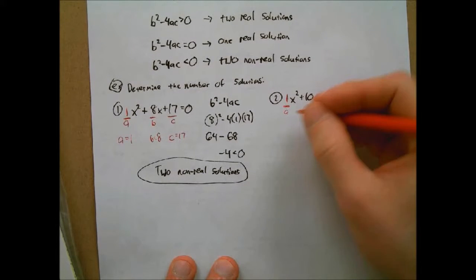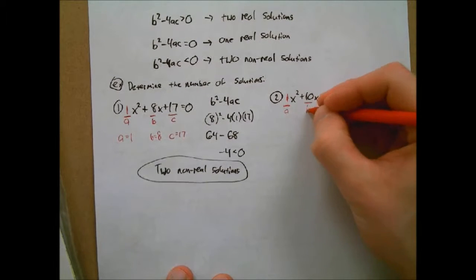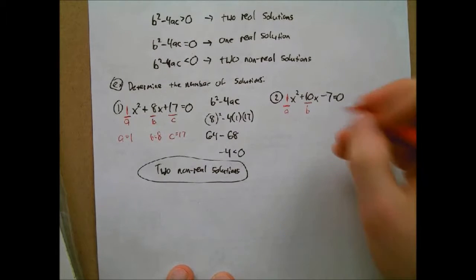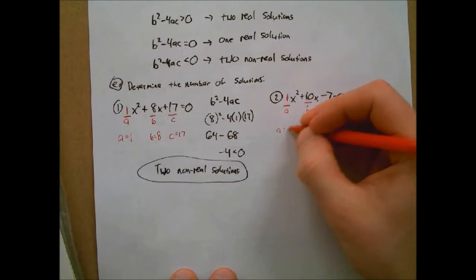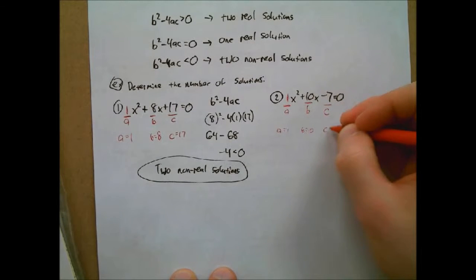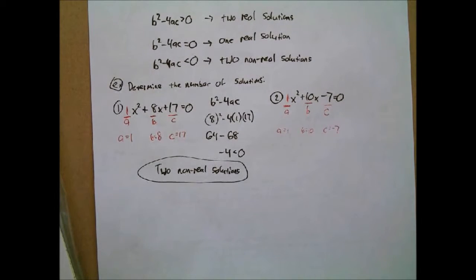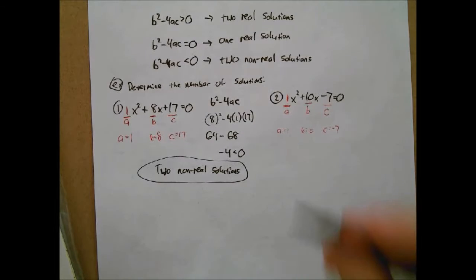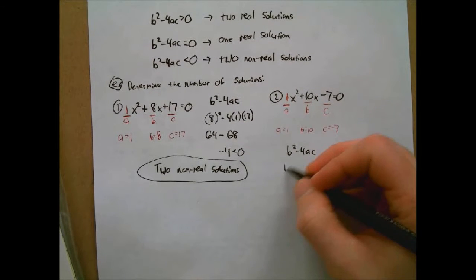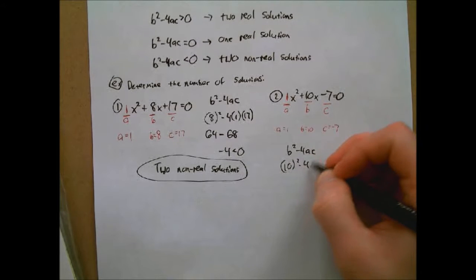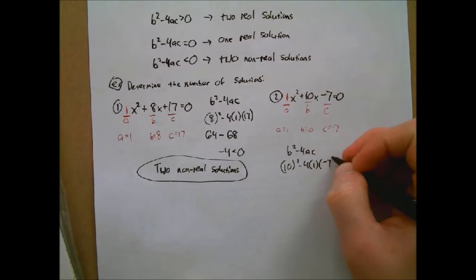10. Again, just the coefficient, so just the 10 there. And then what's our C? Negative 7. Exactly right. Okay. And so we have A is 1, B is 10, C is negative 7. And so we'll just plug this into our discriminant here. 10 squared minus 4 times 1 times negative 7.